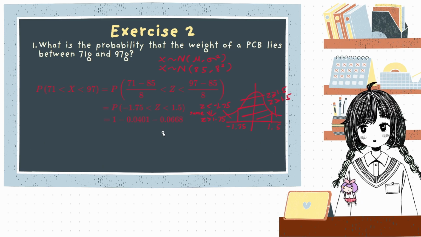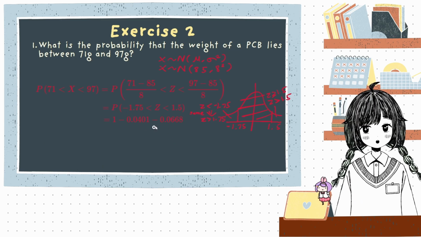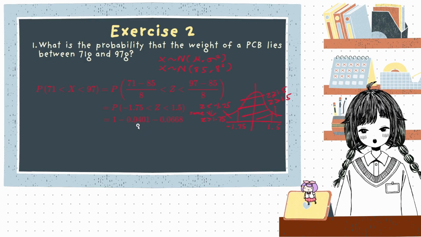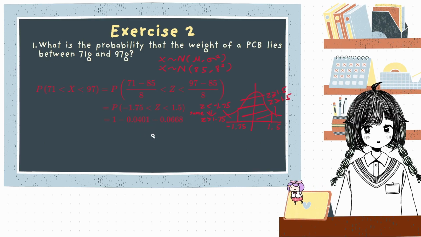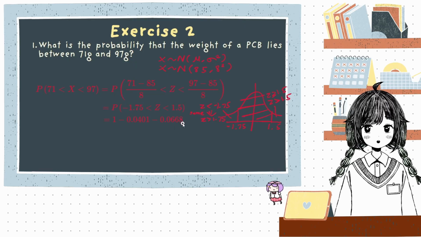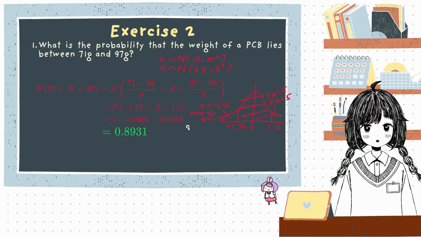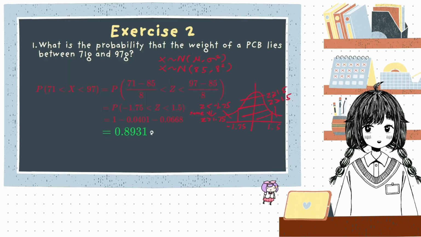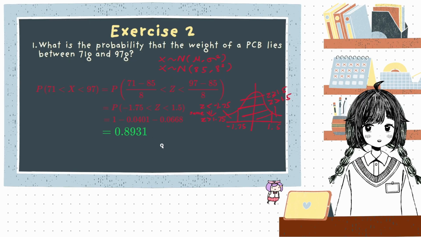So using the Z table, negative 1.75 is 0.0401 and 1.5 is 0.0668. So the final answer is 0.8931.